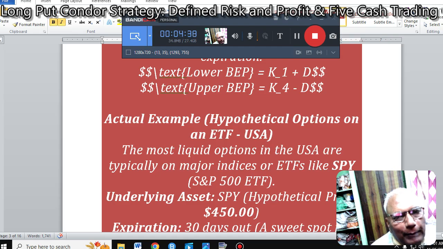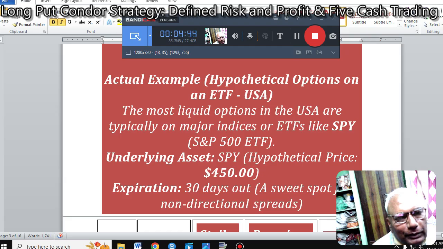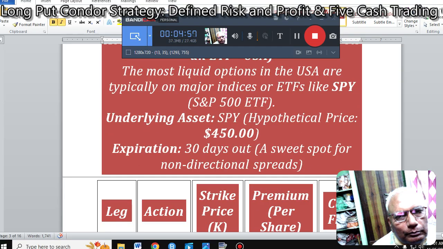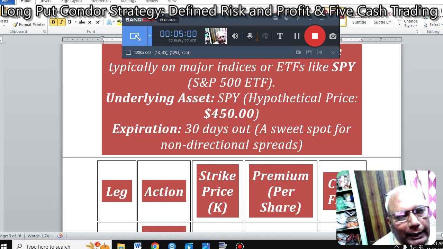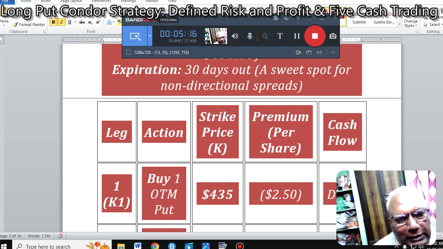Actual example: hypothetical options on an ETF in the USA. The most liquid options in the USA are typically on major indices or ETFs like SPY, the S&P 500 ETF. Underlying asset SPY, hypothetical price $450. Expiration 30 days out, a sweet spot for non-directional spreads.